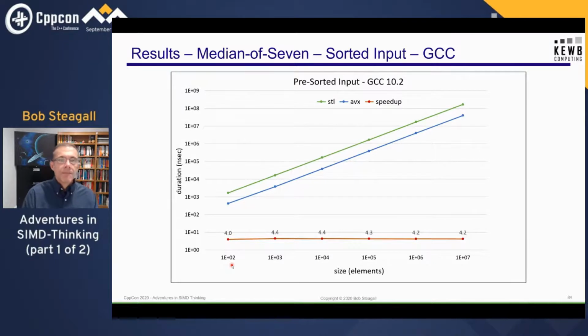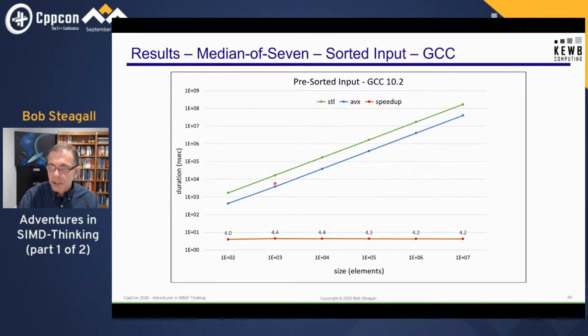So let's look at sorted input. Here I'm using a log graph, so these are factors of 10 in the size. This is the execution time in nanoseconds, because sorting 100 really only takes not very many nanoseconds, for the STL sort and for the AVX sort. And I'm actually pleased at how linear this relationship is on this log-log graph.